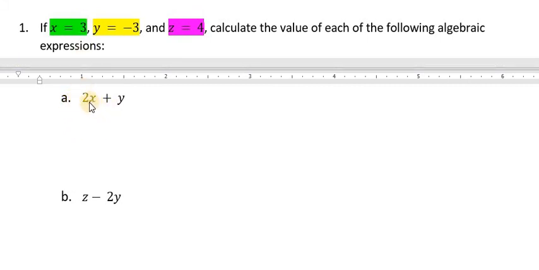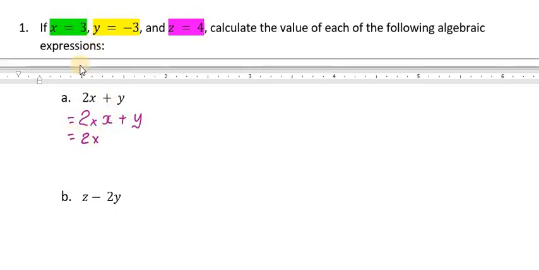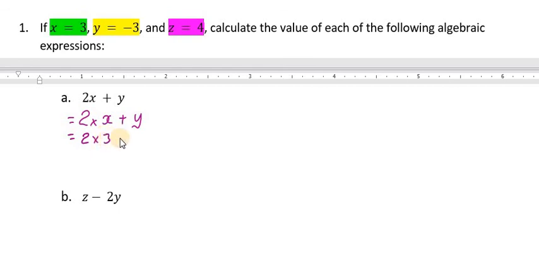So the first expression we have is 2x plus y, and this literally means 2 times the number x plus another number y. And so we're going to evaluate that as 2 times the value of x. We'll look and see what is given. It's given as 3. Then we add the value of y, which is given as negative 3. 2 times 3 is 6, plus negative 3.